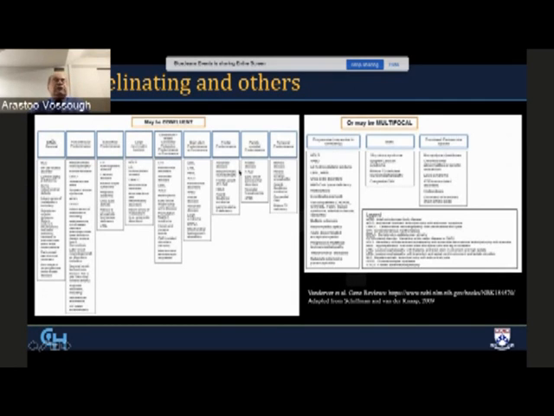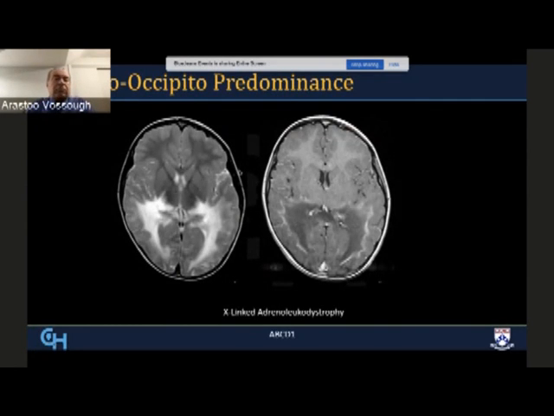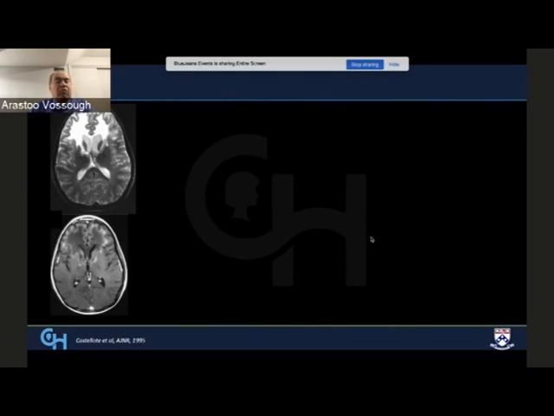So let's look at a few examples. This is an obvious diagnosis of classic X-linked adrenoleukodystrophy in a young boy. We have the leading edge with the enhancement. However, as mentioned, there are somewhat atypical patterns as well. This is a patient who is a little bit older. Same appearance, but in the frontal areas with the leading edge.